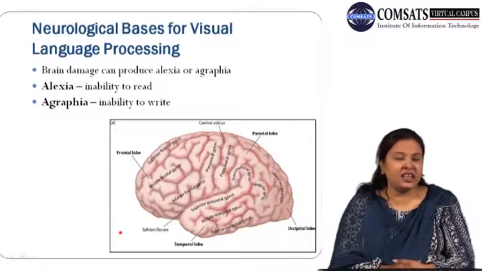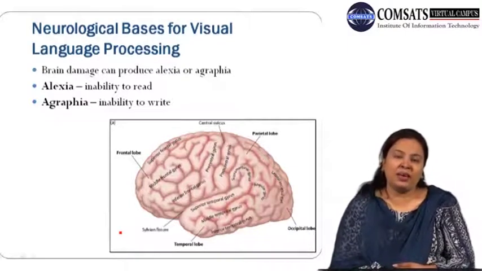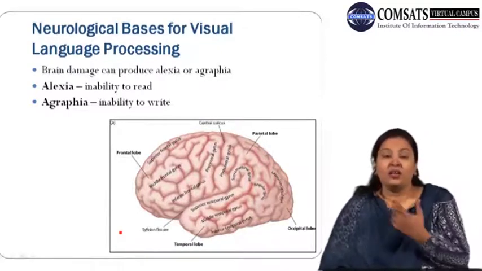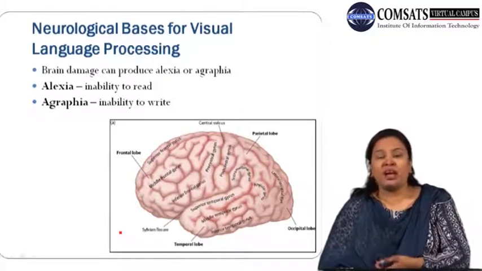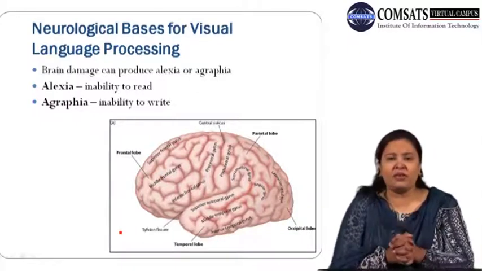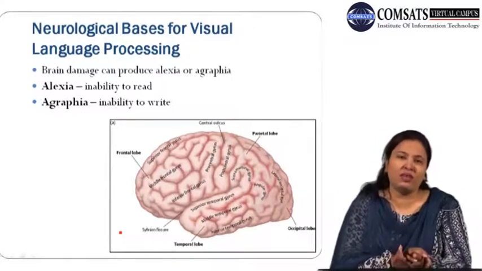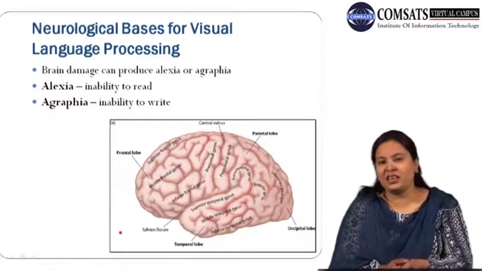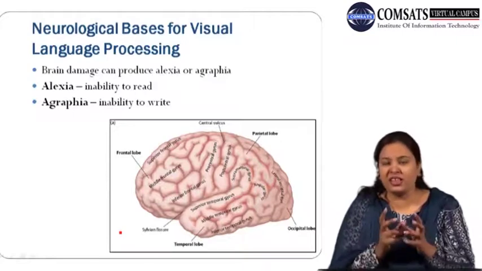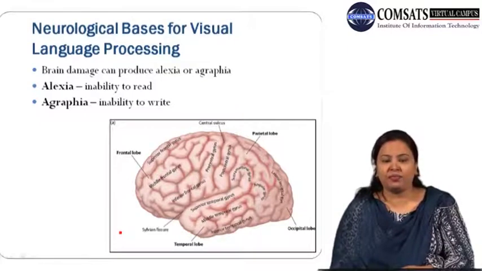Alexia is the inability to read. The people who are suffering from alexia are unable to read properly. And in agraphia, people have the inability to write. For example, some people are very good speakers and can speak on different topics for several hours, but if you ask them to write these things, they won't be able to convey whatever they want to convey. So they have problems with their writing skill, and it is said that the actual problem is in the brain, and such a disease is known as agraphia.